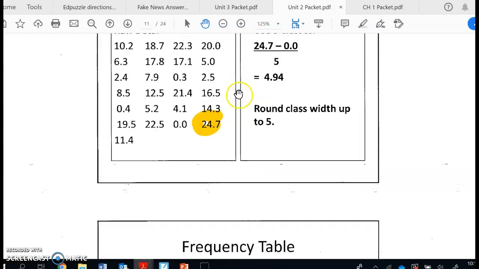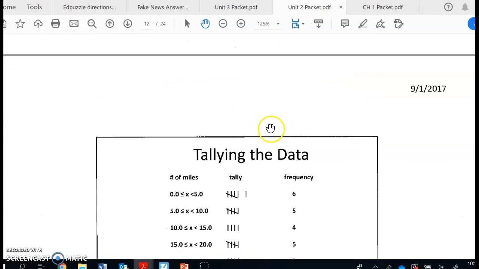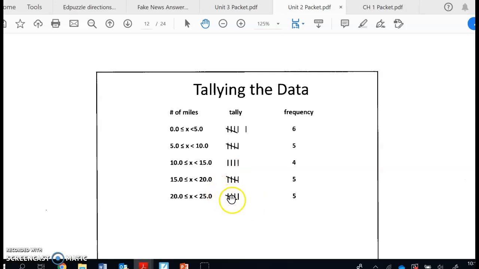And so I know it may seem a little inconvenient. You're flipping back and forth from page to page. Then do 22.3 and 20. So 22.3, that goes here. Okay. 20, where does 20 go? 20 goes here. So if you have a number that's on the edge, you got to figure out where it goes. It should go in this category.